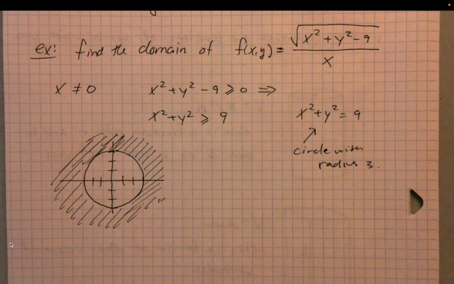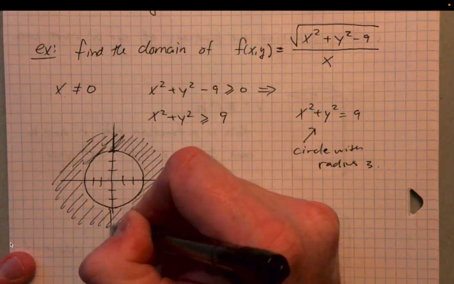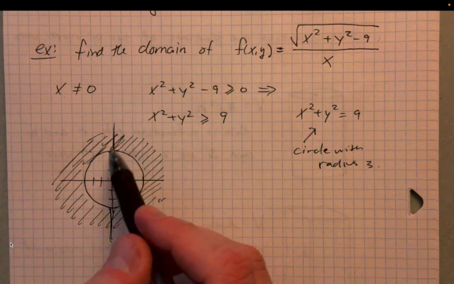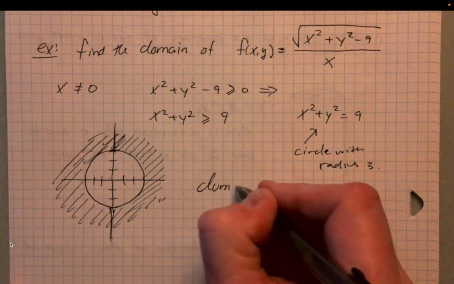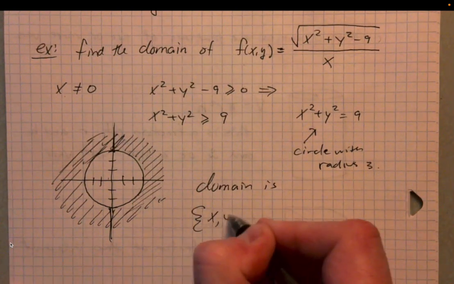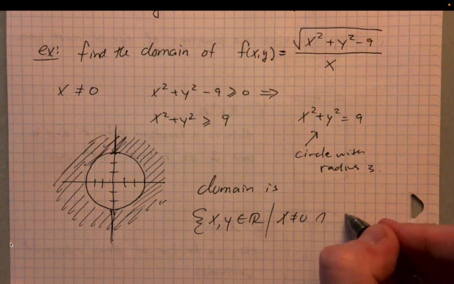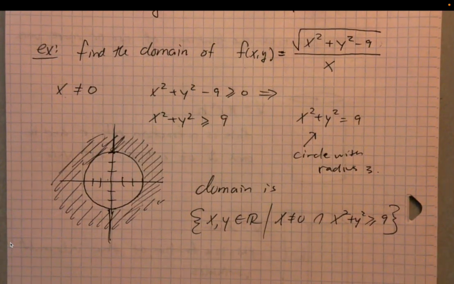Okay, and so that together with the fact that x can't be equal to 0 means that technically the domain would extend up the y-axis and down the y-axis, right? X has to be off the y-axis and it has to be outside of this circle, right? So the domain is, you could say it like this, it's x and y in R such that x is non-zero and x squared plus y squared is greater than or equal to 9. That would be the best way to say it.